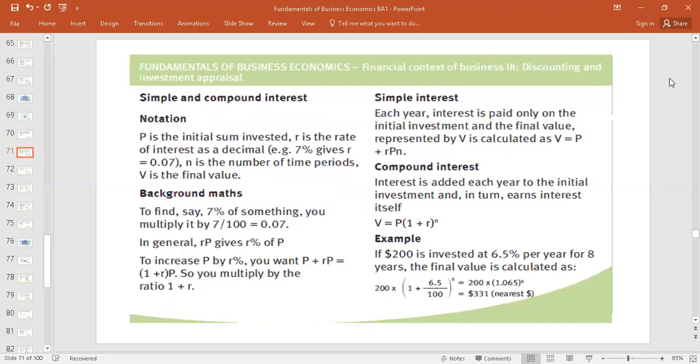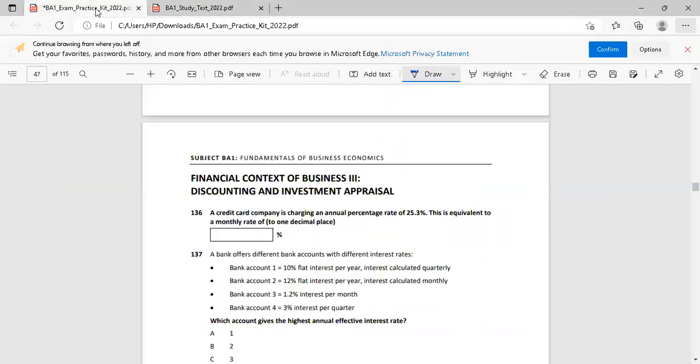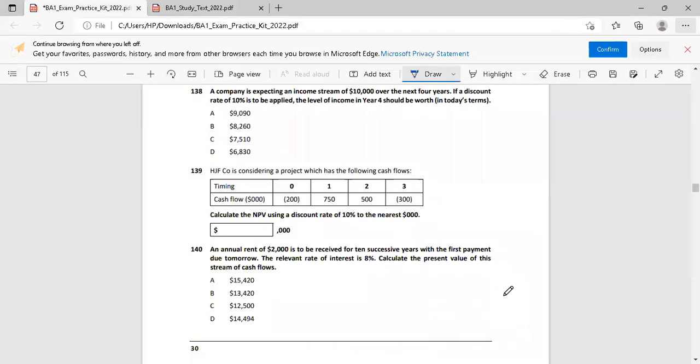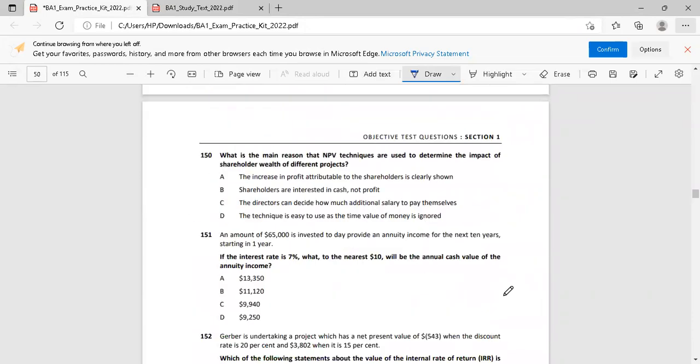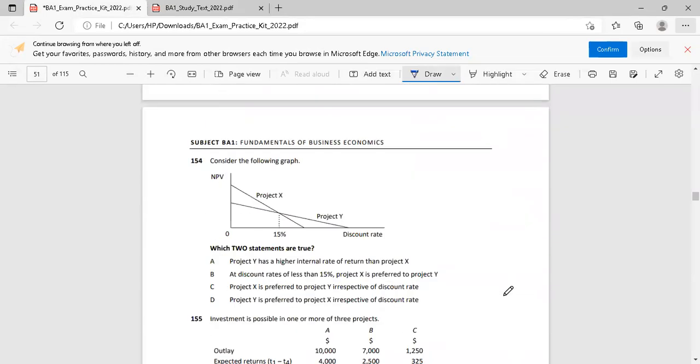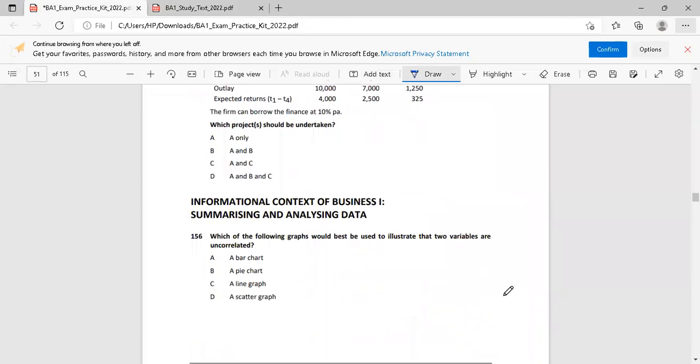Let's stop on this note. We will take it up tomorrow: how do we calculate simple and compound interest, and then time value of money. Many numerical questions are there in the examination kit also, and as we keep solving these questions, we would get a better hold on how to do that. So let's continue from tomorrow. Okay.